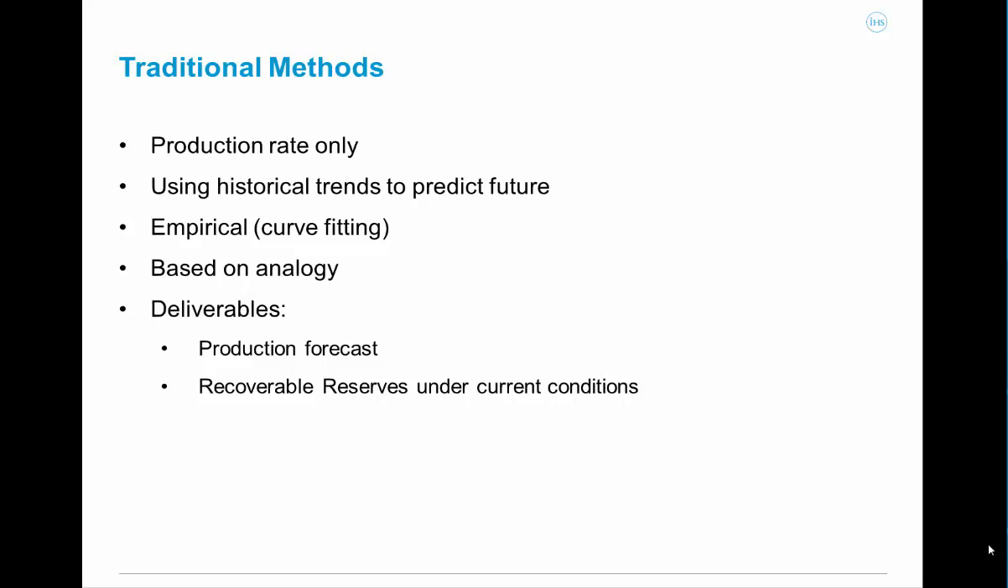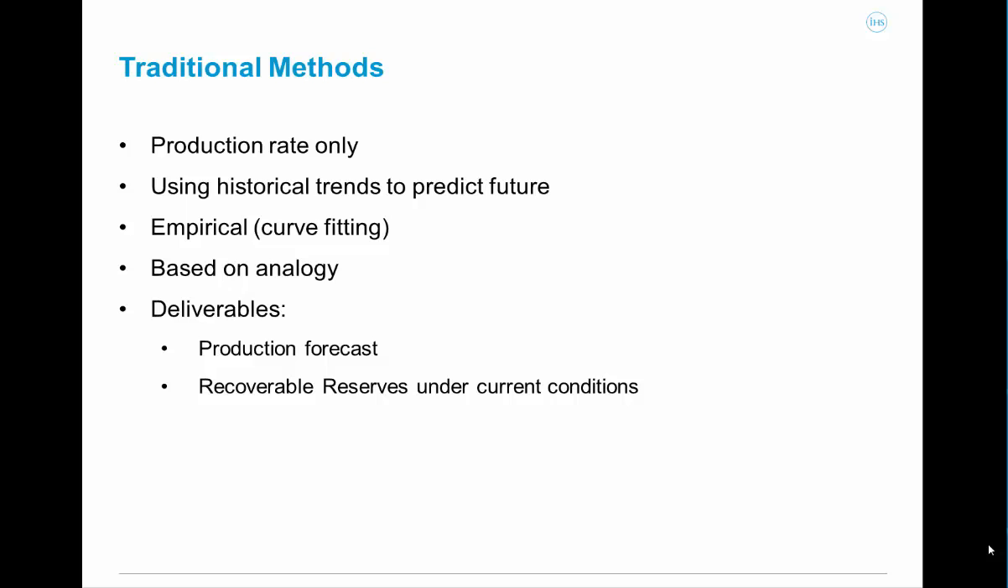The traditional methods, i.e. using the Arps decline curves, have been the cornerstone of reserves evaluation and production forecasting for many years, particularly in North America. The traditional decline curves use production rate only and rely on historical conditions being maintained through into the future. Implicitly, they assume constant operating conditions.